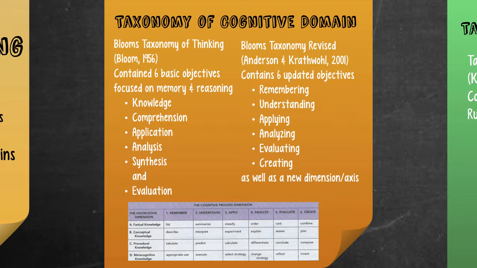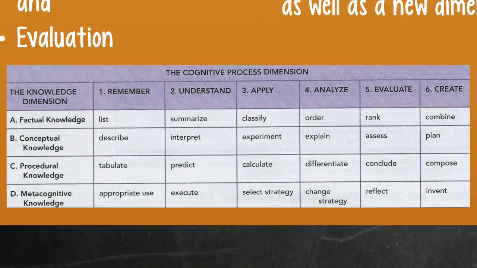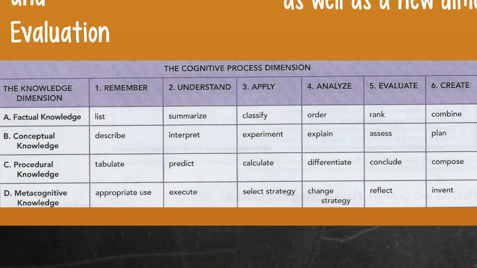These processes must be applied to something, so another axis was added to the mix. This was the learner's interaction with knowledge. This knowledge comes in 4 types: factual, conceptual, procedural, and metacognitive. Using this revised taxonomy, new and better objectives could be crafted.